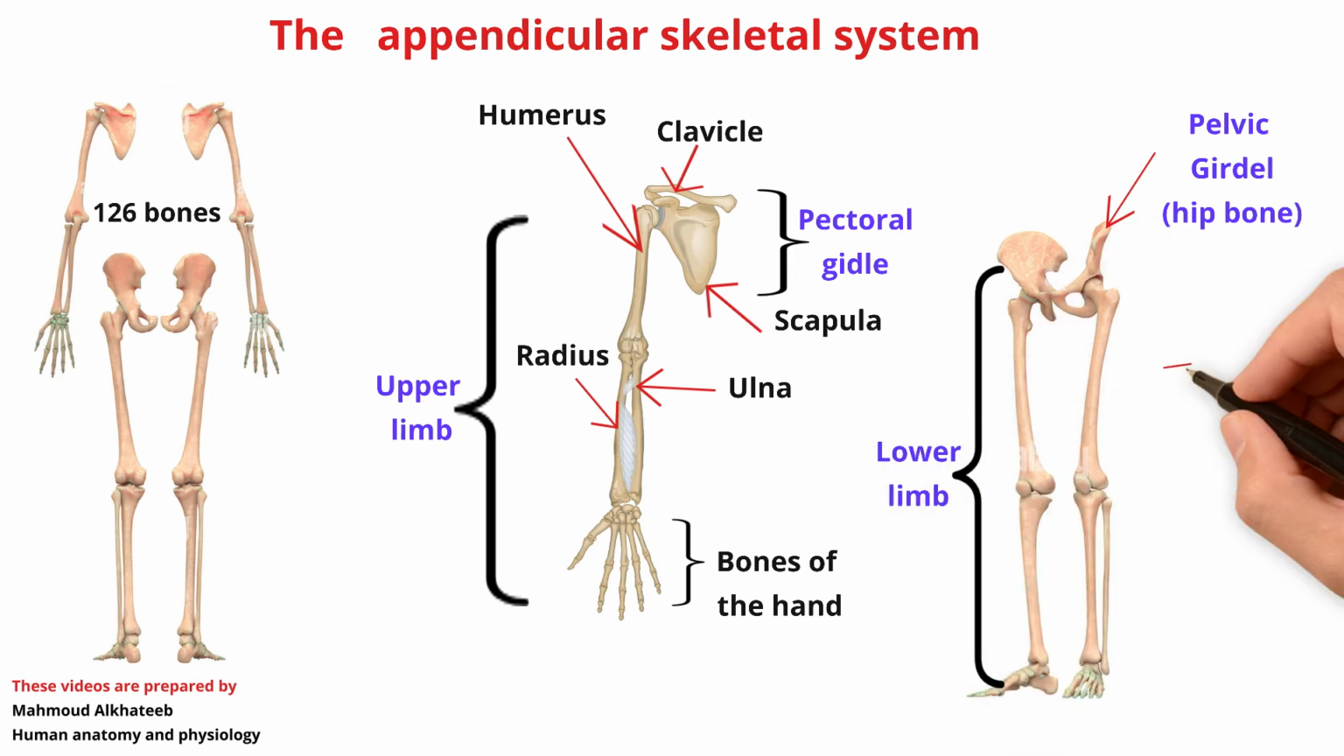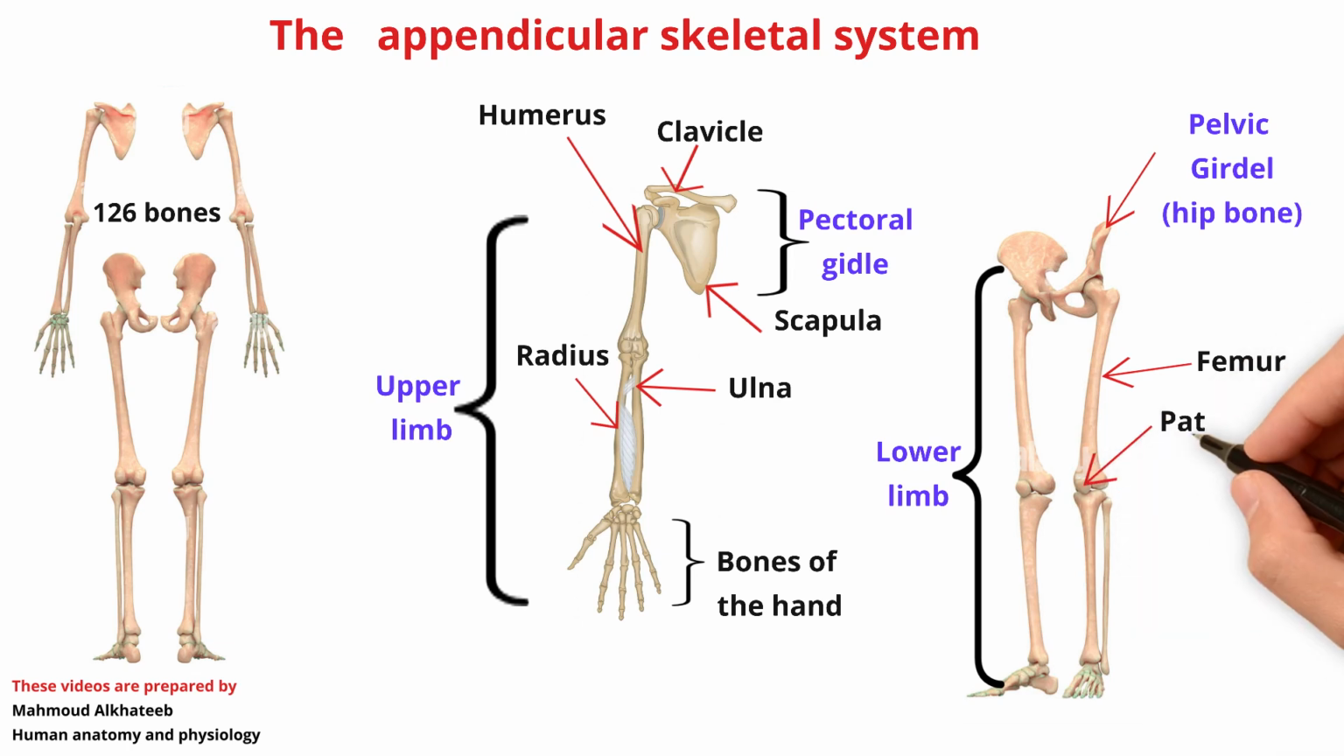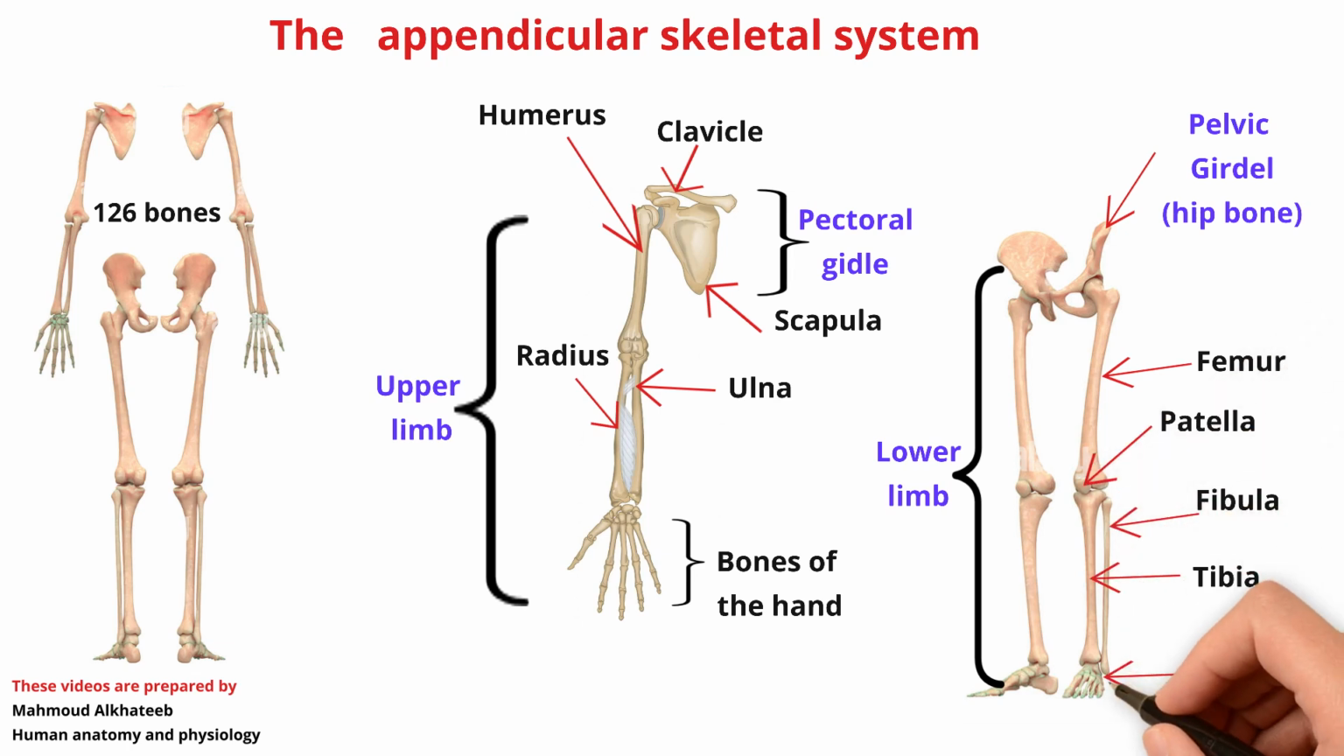Nonetheless, the lower limbs include the femur, patella or kneecap, tibia, and fibula, and bones of the foot including tarsals, metatarsals and phalanges. The lower limb is responsible for bearing the body's weight and enabling movement like walking and running.